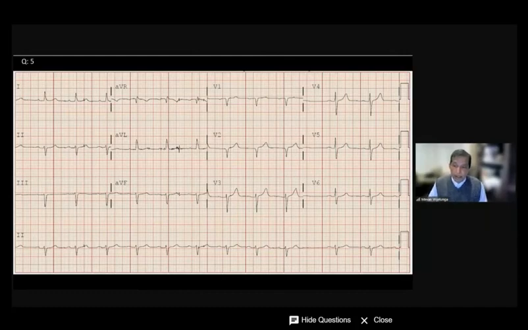So look at this gap or the pause. And this could be a telemetry nurse calling you and saying, the patient has pauses. So you look at it and what's your answer?